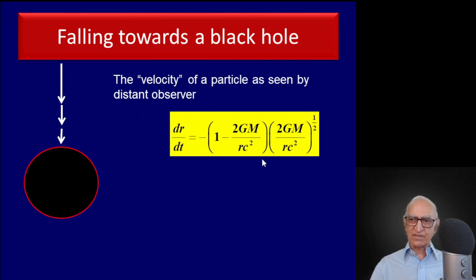You'll get two factors with a minus sign. First factor is 1 minus 2GM/rc². The second factor is the square root of 2GM/rc². If you remember, that is the velocity in Keplerian or Newtonian mechanics of a body falling towards a massive body. Now, what is this trying to tell you? It's trying to tell you something which I'll show pictorially.